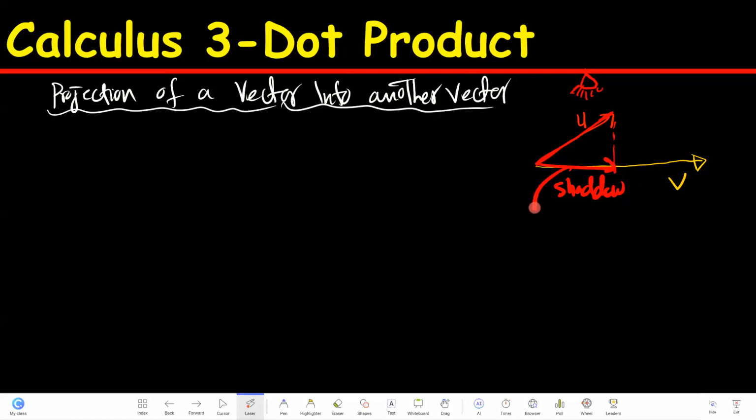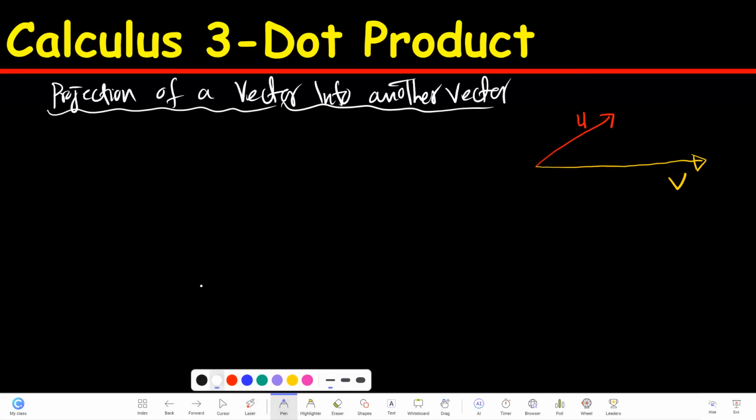You can call the shadow the projection. So basically this is the projection of U on V. It's very important, from what to what: U on V. I'm going to do one example and then wrap up this one. This is a quick topic, it's nothing new. It's just an application of the dot product. I'm going to be talking about another application afterward.